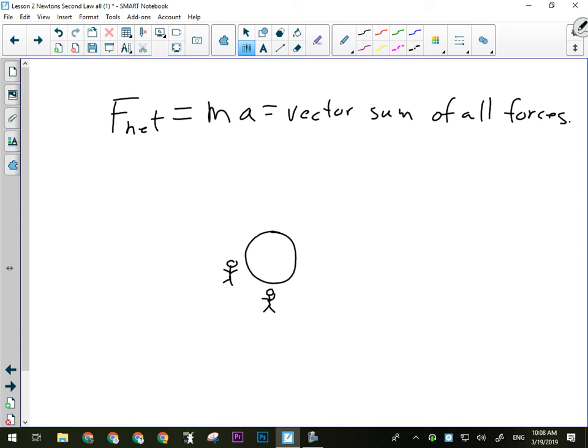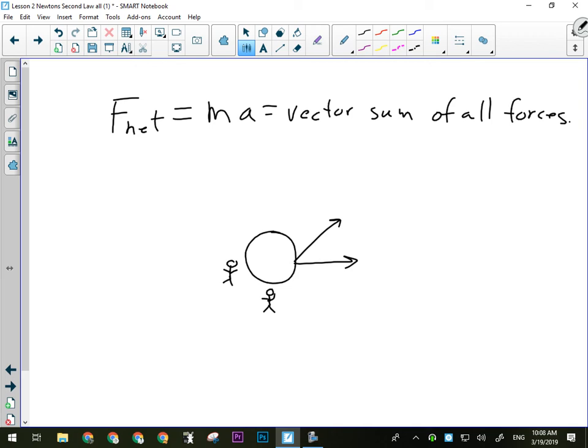When this kid pushes on the ball, if I'm drawing this as a free body diagram, he's going to push in this direction. And this kid's going to push kind of up, or maybe even a little bit angled, over here a little bit. Okay, so those are the two forces acting on the snowball. Which way is the snowball going to go? How will I figure out where in between? Okay, I'm going to use some trig.